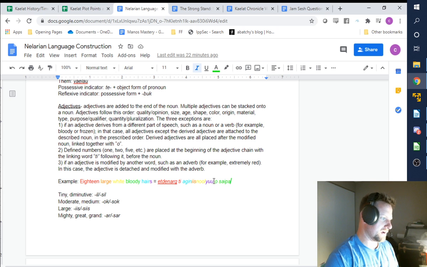If an adjective is modified by another word, like an adverb, then the adjective gets detached, as if it were derived from another word, and then you modify it with its own modifier suffix. Broken free. Okay. Sounds like we're going into German territory almost.